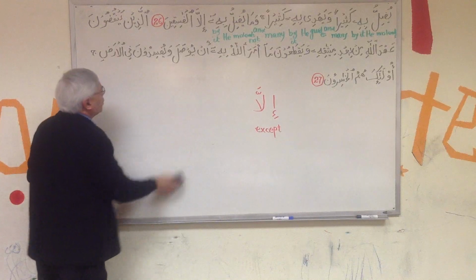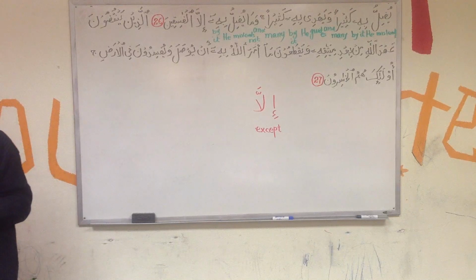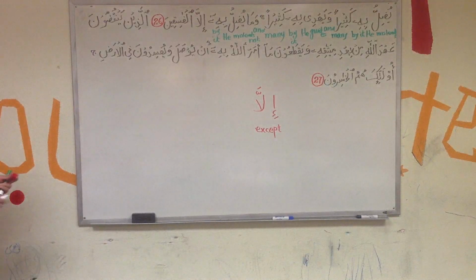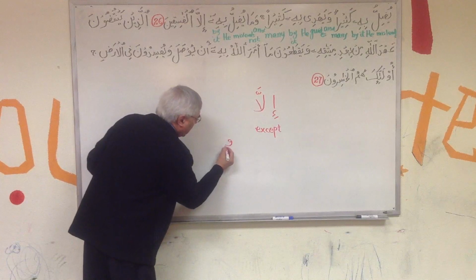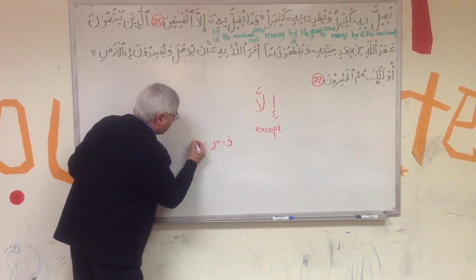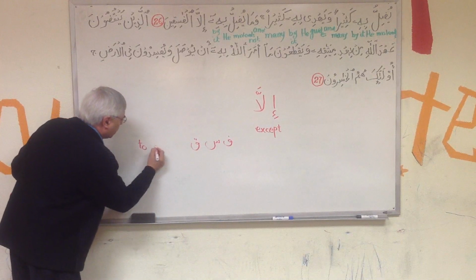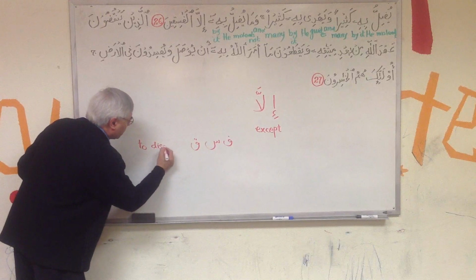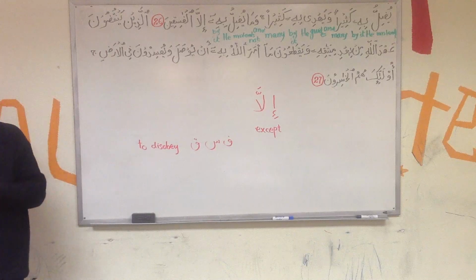So the next word after that is, the ayah says illal fasiqin. The word which starts with fa, sin, and qaf means to disobey.